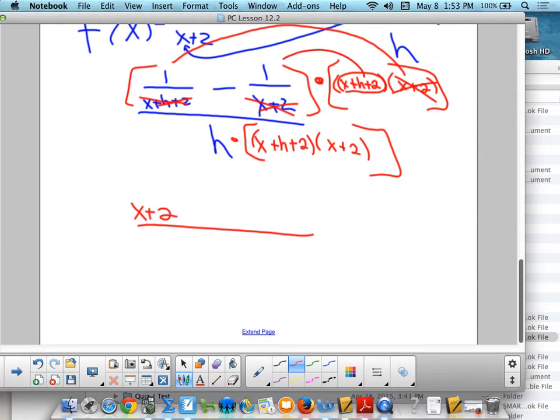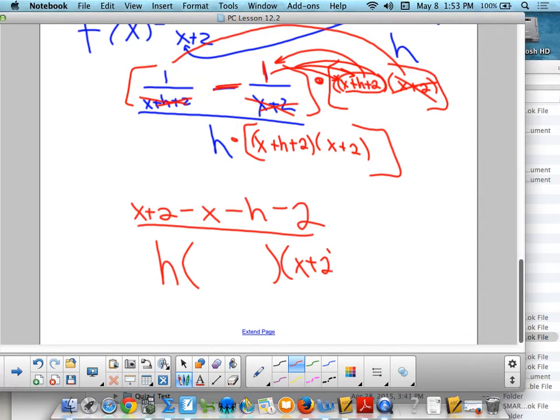This times this number. What's this number? 1. No, it's not 1. It's negative 1. I'd go backwards, by the way. I would go this way. Negative 1 times x plus h plus 2. So I get negative x, negative h, negative 2 over h times these two numbers.